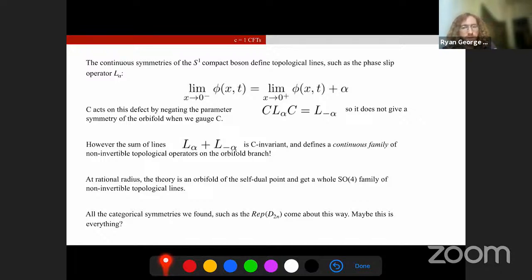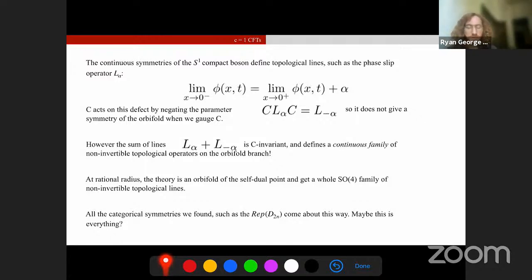And if you look at the action of this charge conjugation symmetry C, so I didn't tell you what that is, but it's reflection. It's acting by reflection on this S1. So that negates this parameter alpha, right? Because it takes phi to minus phi. So if you conjugate this defect or this topological operator, it takes alpha to minus alpha. So when we gauge the symmetry C, this is no longer part of the theory, right? It just doesn't preserve the gauge invariant states.